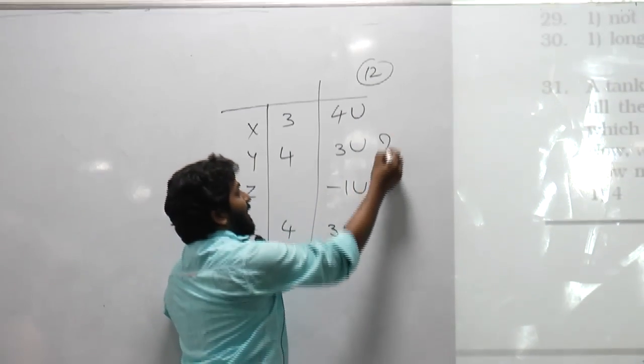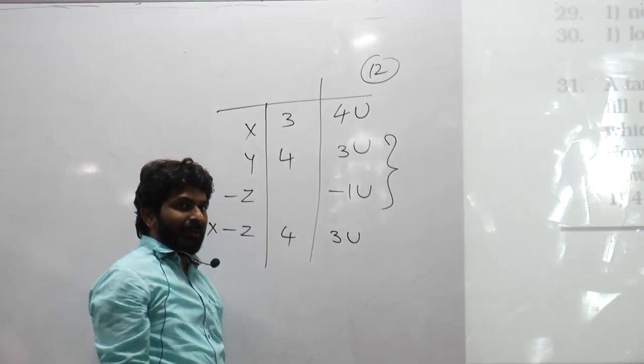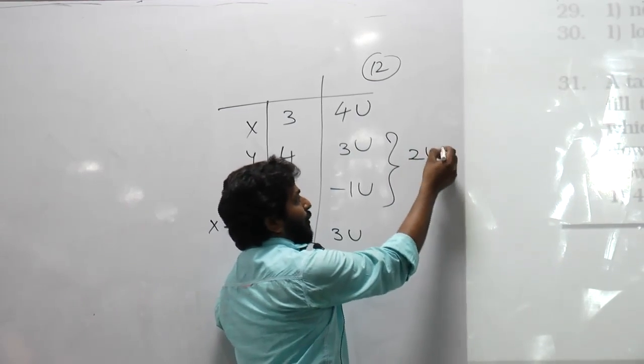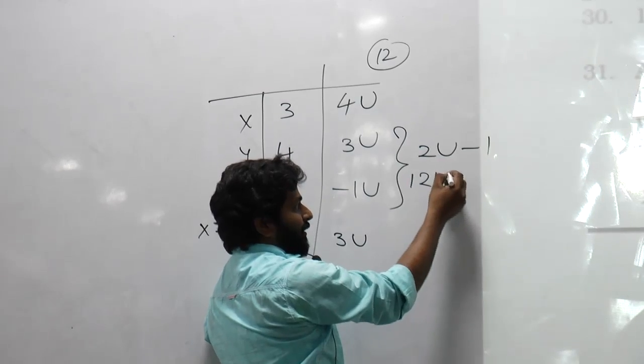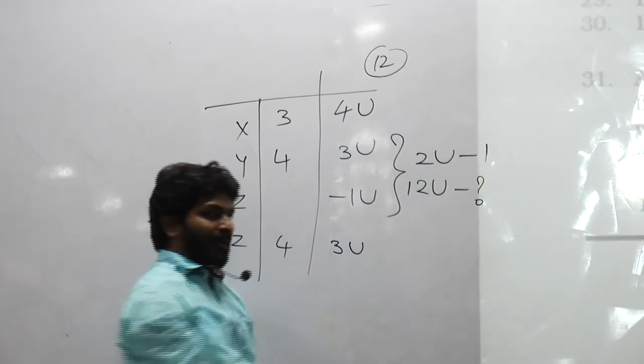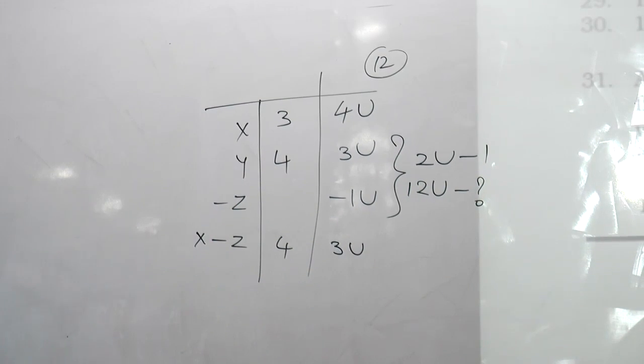Now X and Y working together can fill 2 units in 1 hour. To fill the tank, it has to fill 12 units. What is the time taken by it? 6 hours.